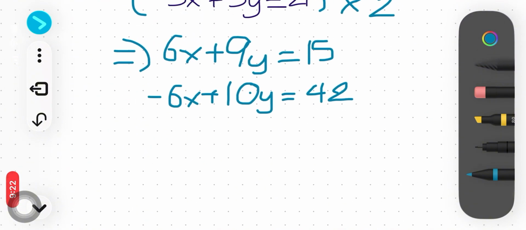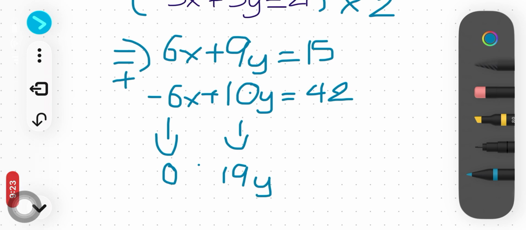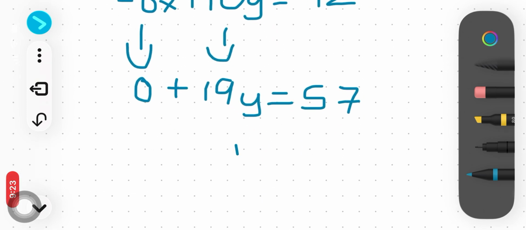Then we just add the two equations together. So we have 6x plus minus 6x is 0. 9y plus 10y is 19y. And 15 plus 42 is 55. Then we just solve for y, which is 3.